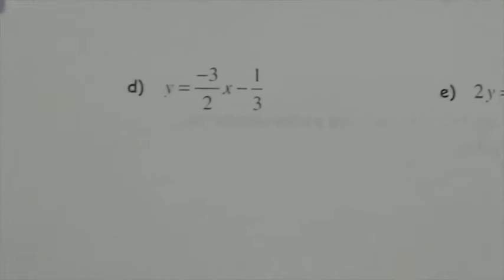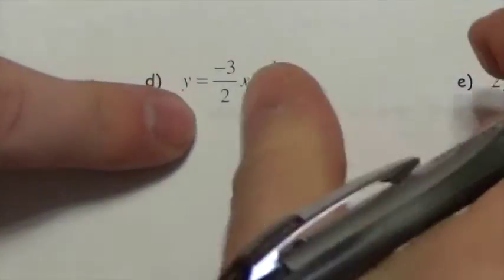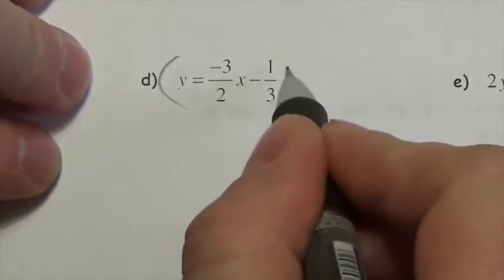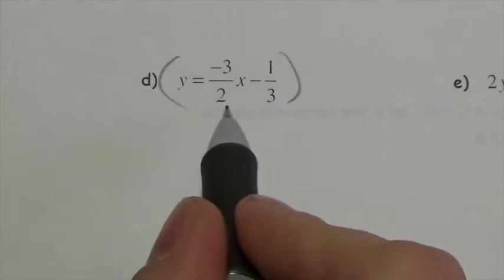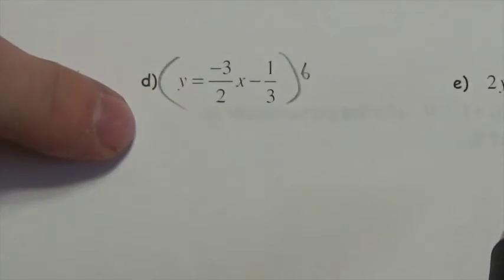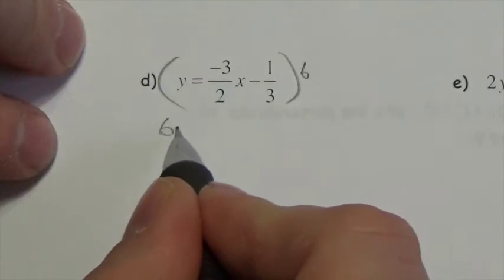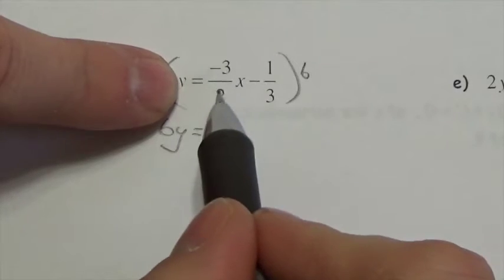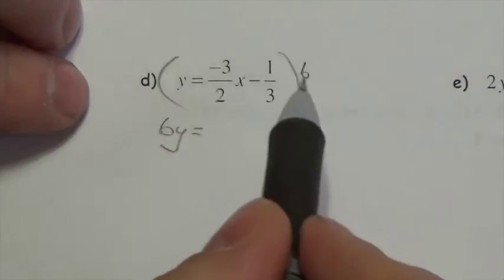Now our next question right here, a little bit more difficult because there isn't a single denominator there. There are 2, and I'm not going to be able to get rid of those simply here. So I'm going to multiply through by the common denominator, which in this case is going to be 6, the least common multiple of those denominators. So when I multiply 6 by y, I will get 6y. And now 6 times negative 3/2.